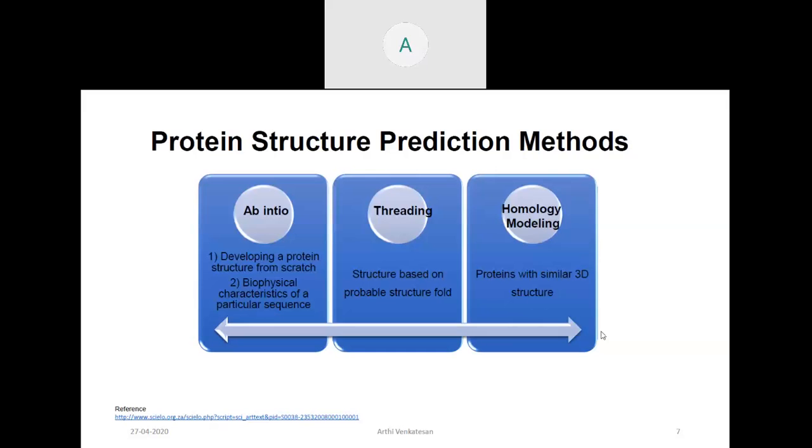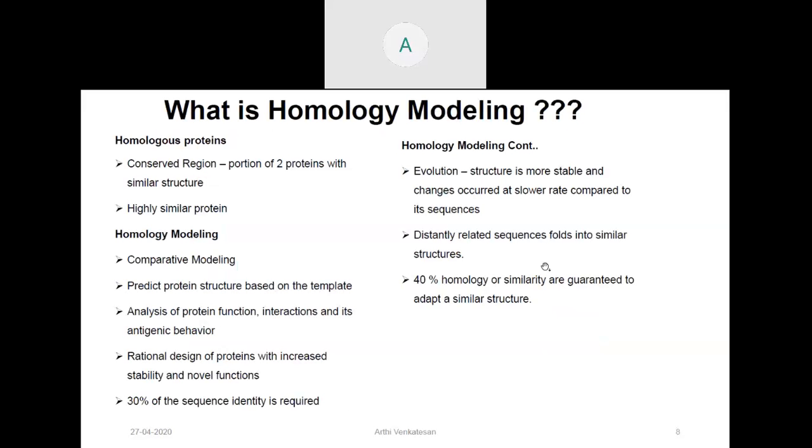So next we are going to see what homology modeling is. First we should know the term homologous proteins. What is a homologous protein? For example, I have a human protein, and I need to check it against another protein, say through a monkey sequence. The conserved region can be predicted through the two protein structures, and you can find the similarity between them. So highly similar proteins are also called homologous proteins.